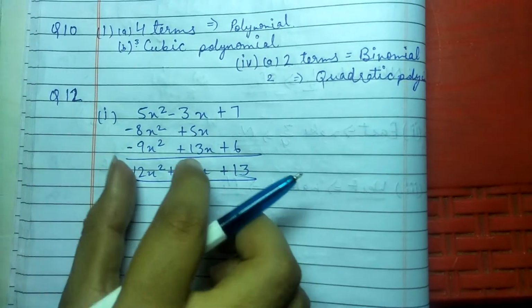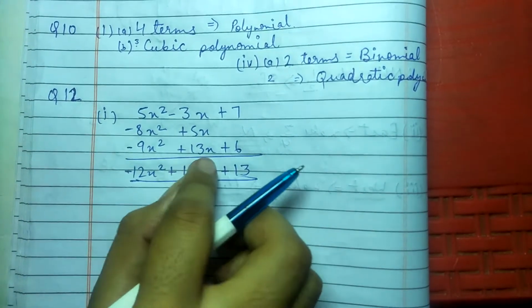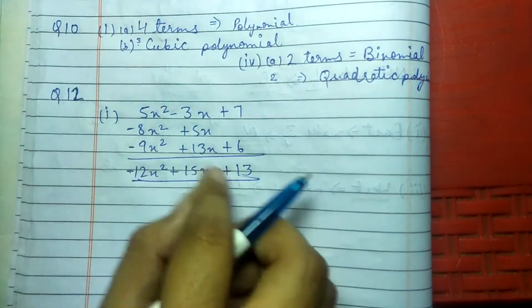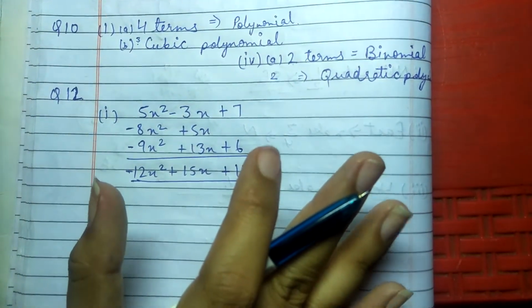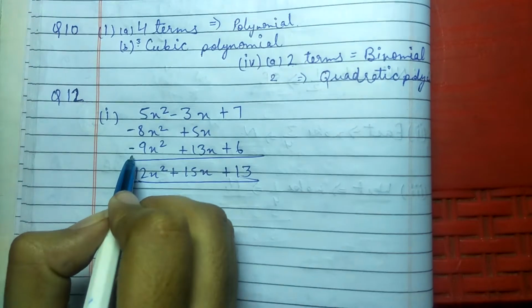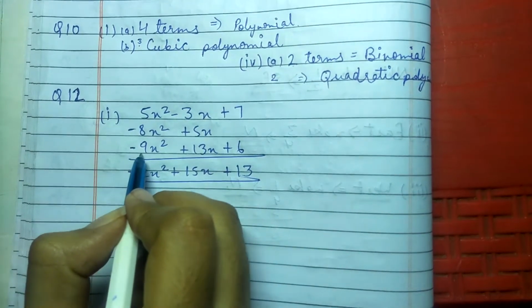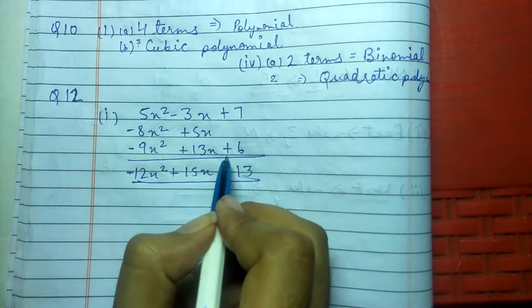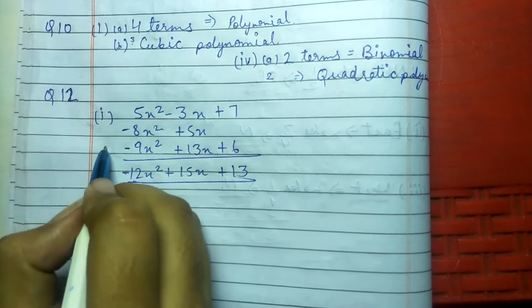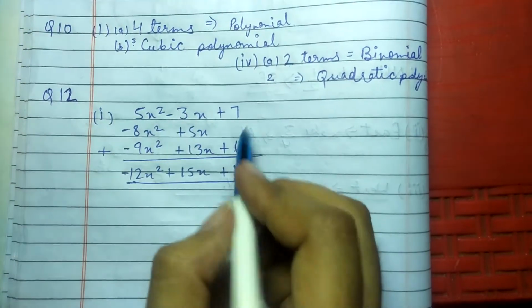Then there is a change in the equation, that 13x is written first and then later, but it will not make any problem. You just have to write the sign according to them. So this is minus 9x square plus 13x plus 6, and then you can see we have to do addition, so there will be no changes in the question.